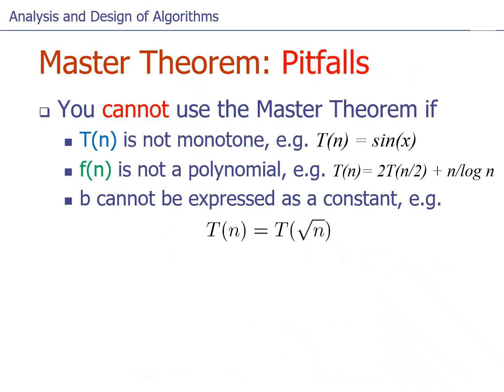So, some pitfalls of the master theorem. It works nicely if you have an increasing or decreasing geometric series, or you're doing the same amount of work at every level. Where does it not work? If T of n is not monotone, like for example sine x, or if f of n is not polynomial, like n divided by log n, and also if b cannot be expressed as a constant, like square root of n. In all of these cases the master theorem will not work.